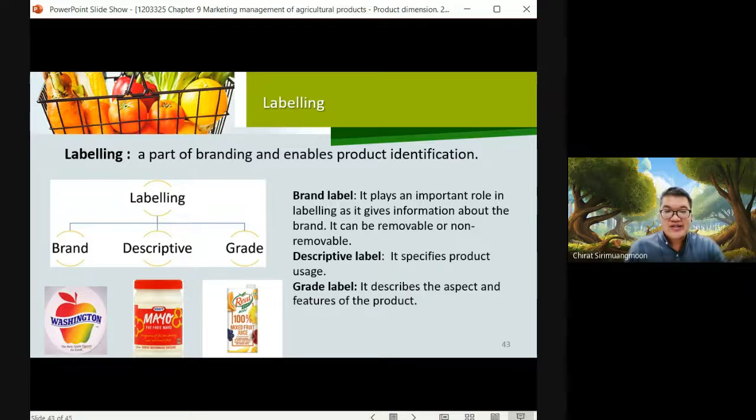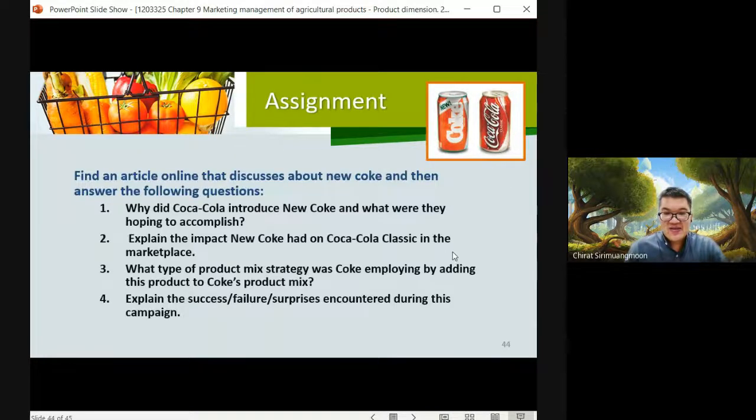Okay, so that is all. This is the assignment I put in the PowerPoint just in case you want to do something in advance. So this is all for the product dimension.